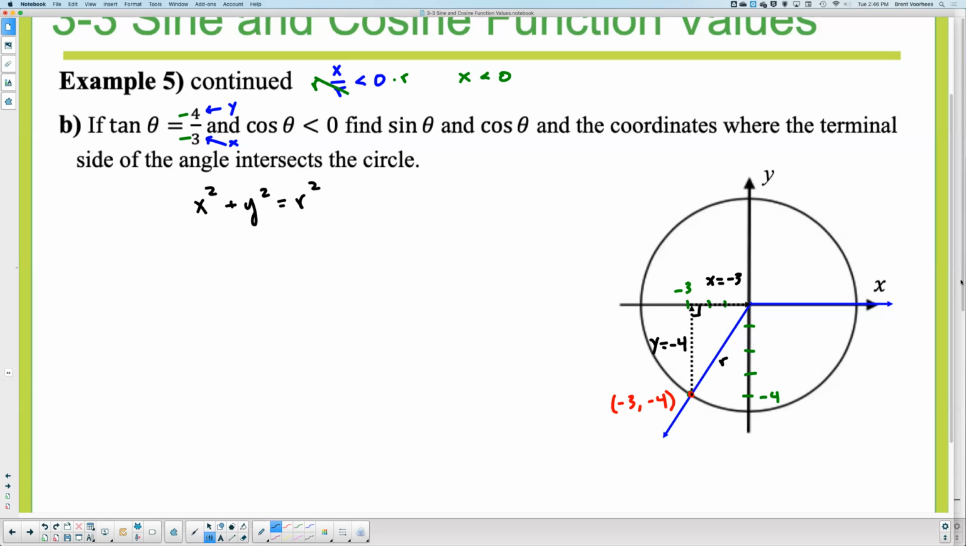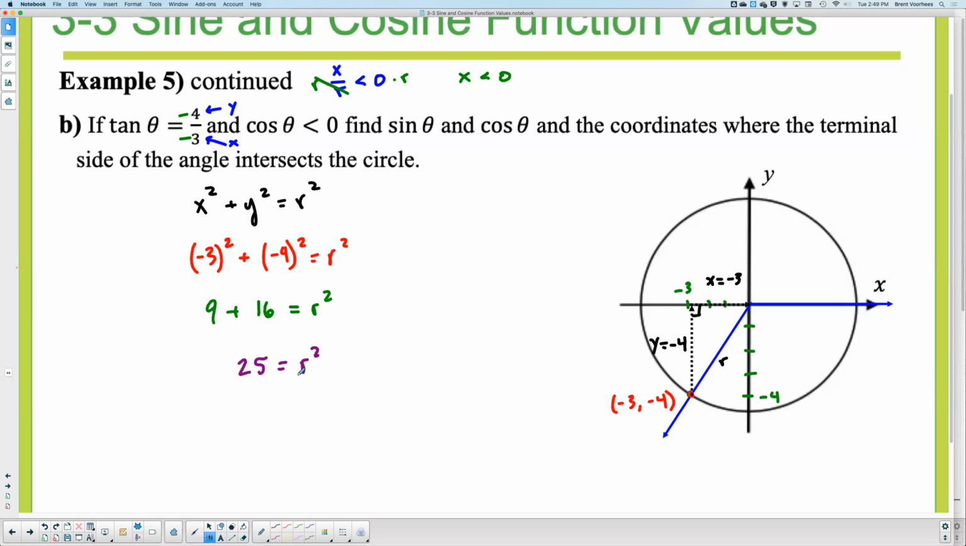Okay, what is our x value again? -3. I'm going to put it in parentheses so that PEMDAS, if you're using a calculator, doesn't mess you up. Y is -4. We'd square that. What is -3 squared? -3 times -3? 9. What is -4 times -4? 9 plus 16 is 25.